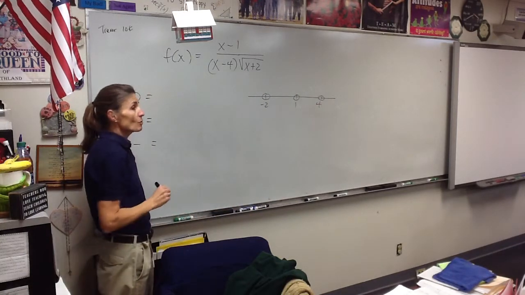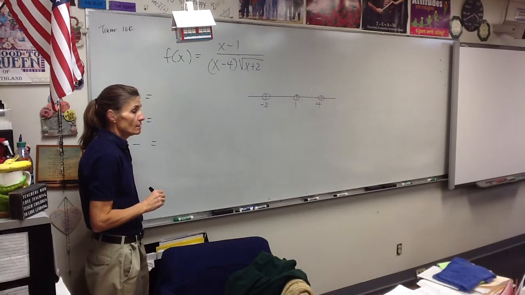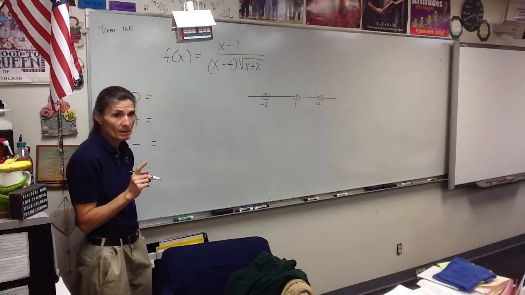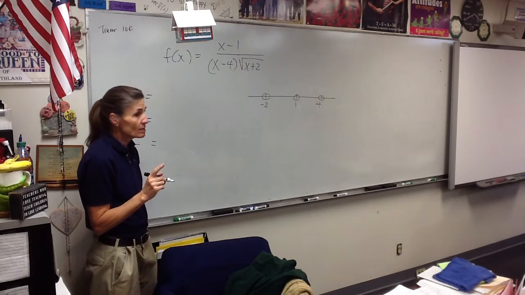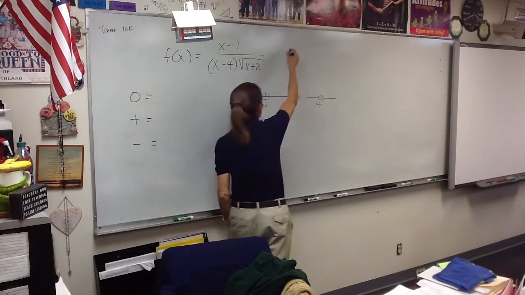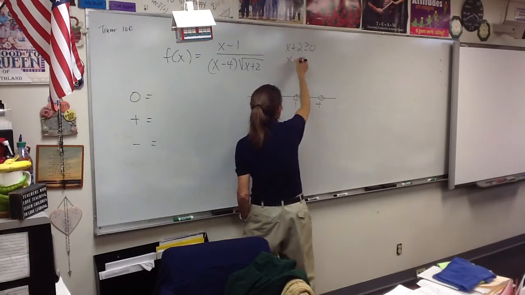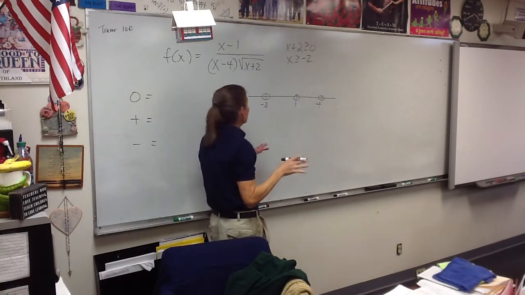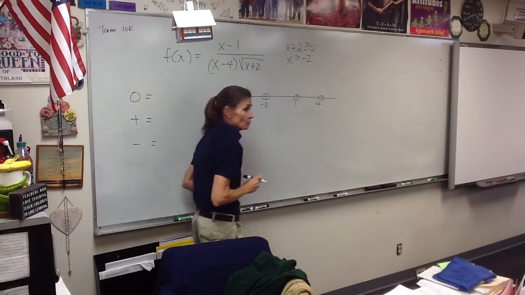Now, because there's a radical in the problem, think back, months ago, what do I have to be careful of every time I see a radical in my equation? Whatever's underneath it has to be positive. So x plus 2 has to be positive, which means x has to be bigger than or equal to -2. But wait a minute, it's in the denominator, so it can't equal -2. Would you agree with me?